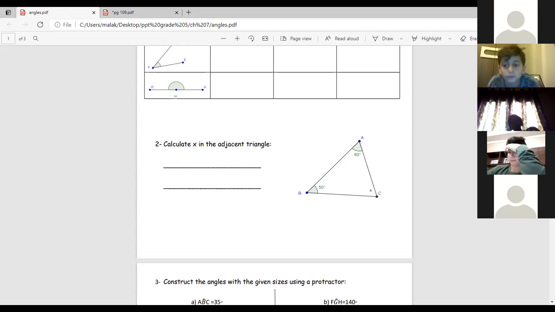Teacher, but it's 50 plus 60. No, it's 30 plus 60, for example. In order to find the measure of the third angle, the missing angle, the first step: what shall I do? I will add the two given angles. 30 plus 60, how much? 90. We know that the total sum in any triangle equals 180. So 90 plus which number equals 180? 90. So OAB equals 90.